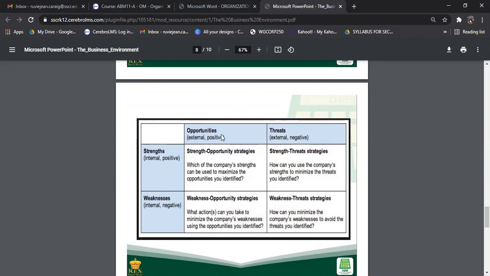Opportunity, the things they can use as an advantage for their business. Threats, what will slow down a business. Okay? Now, in these boxes, these are all questions. Questions that you need to answer right after you have listed all the strengths, weaknesses, opportunities, and threats of the business you chose. Okay? So for example, this one: which of the company's strengths can you use to maximize the opportunities you identified?